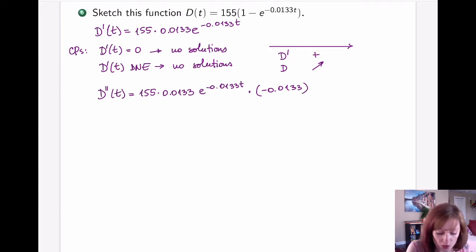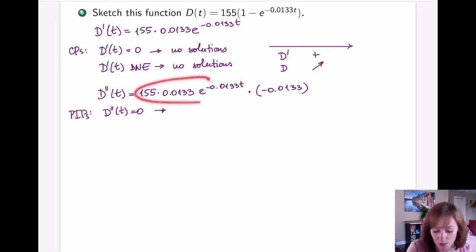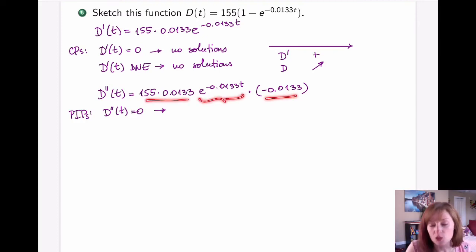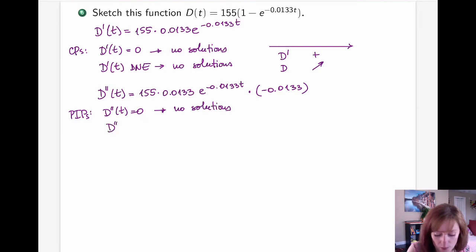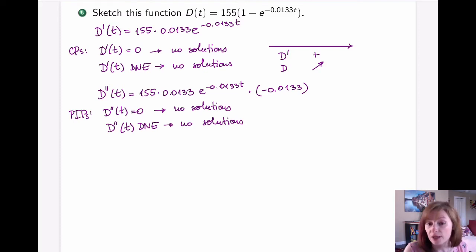Here, the situation is very similar to before. I'm going to look for when the second derivative is 0, and I'm going to actually come up with the exact same conclusion, because my second derivative here is once again just a number times e to some power. That's never 0, so I have no solutions here. And unsurprisingly, I'm also going to get no solutions for when the second derivative does not exist. That means that the function has no potential inflection points, so whatever concavity it has, it has over its entire domain.